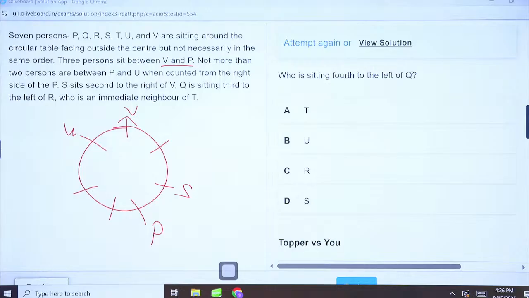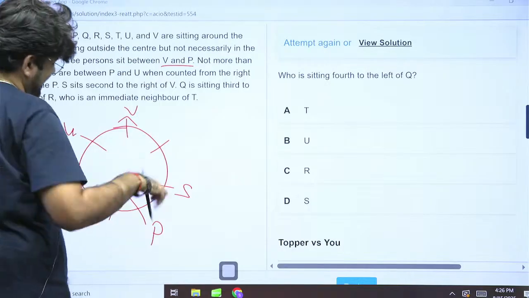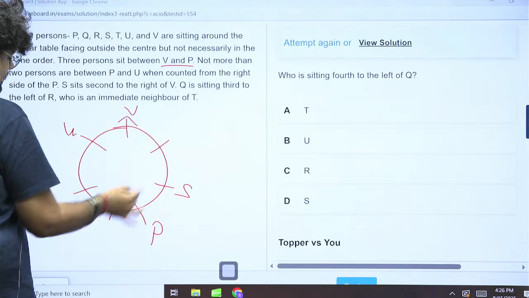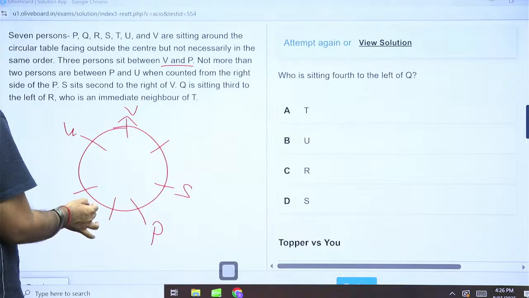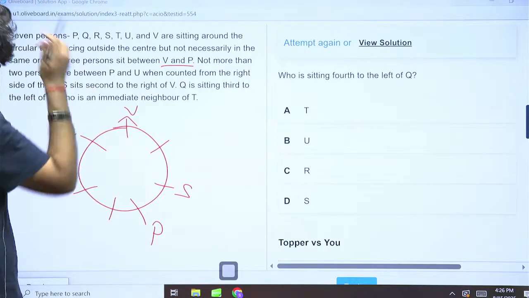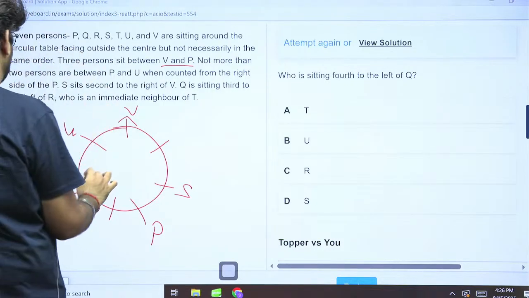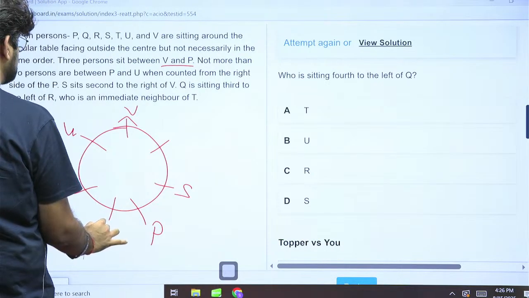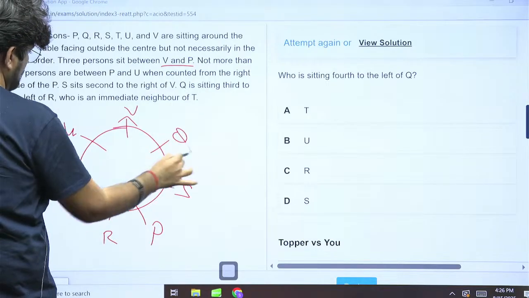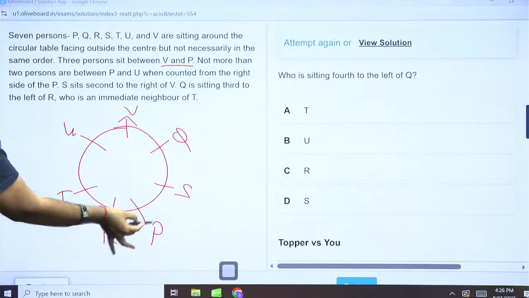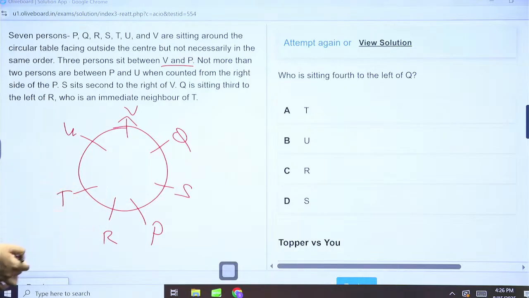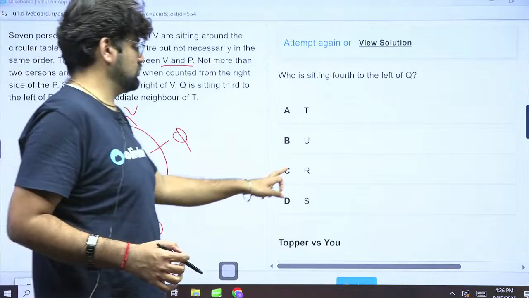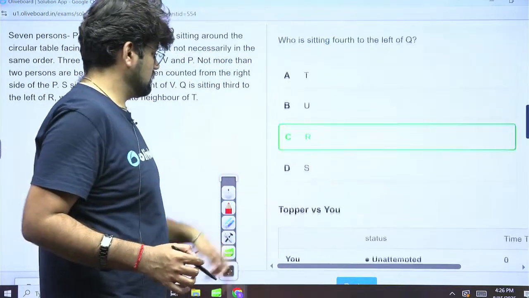S sits second to the, yeah, done. Q is sitting third to the left of R. So, if this is R, 1, 2, 3, this is R and this is R. So, it can be either of 3 places. Who is an immediate neighbor of T? R has to be an immediate neighbor of T. So, this is R, this is Q and this is T. So, R, 1, 2, 3, third left is Q and T is the immediate neighbor of R. Done? Now, who is sitting 4 to the left of Q? 4th left of Q, 1, 2, 3, 4 is R. So, option C should be the right answer, which is correct.